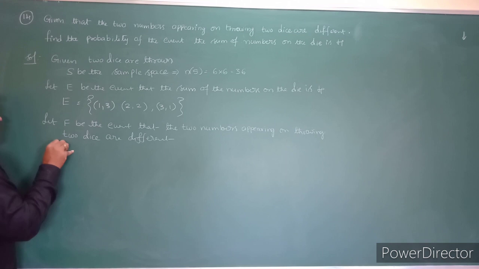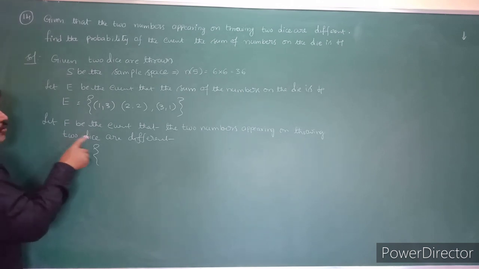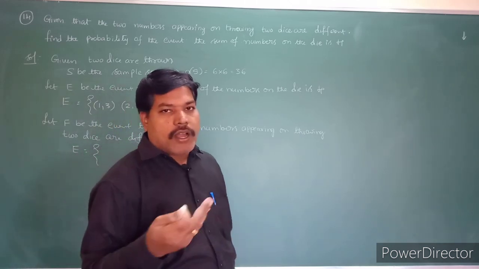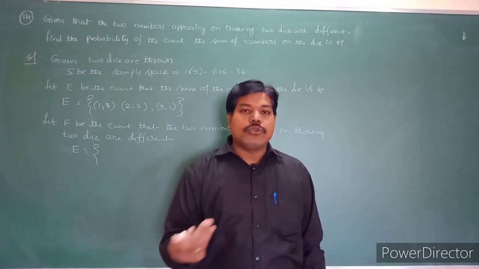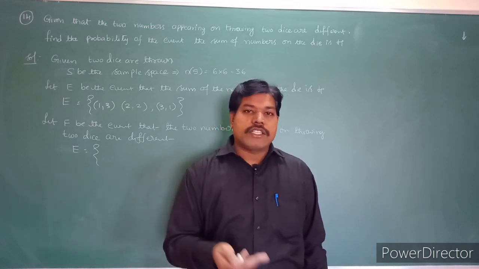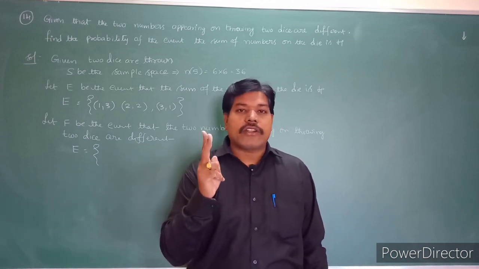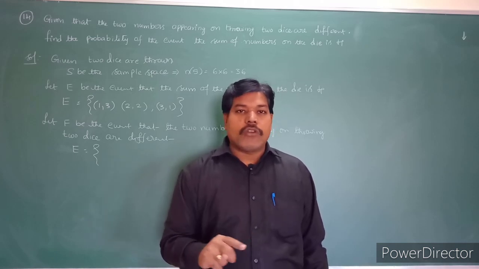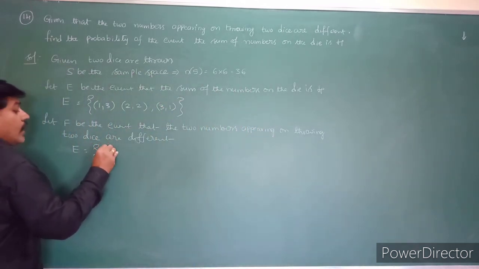So here you have to observe carefully. You have to get the two dice different. If you roll the dice, what are the outcomes? 1 comma 1, 1 comma 2, 1 comma 3, 1 comma 4, 1 comma 5, 1 comma 6, 2 comma 1, 2 comma 2, 2 comma 3, 2 comma 4, 2 comma 5, 2 comma 6, and so on, up to 6 comma 1, 6 comma 2, 6 comma 3, 6 comma 4, 6 comma 5, 6 comma 6. What are they asking? That you have to get two different numbers. That means you can't take 1 comma 1 and 2 comma 2, 3 comma 3, 4 comma 4, 5 comma 5.